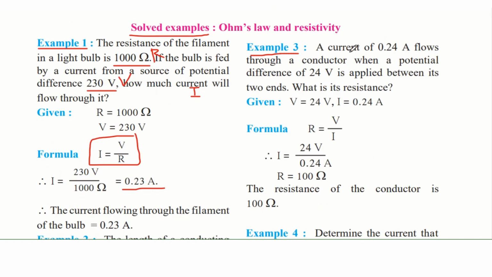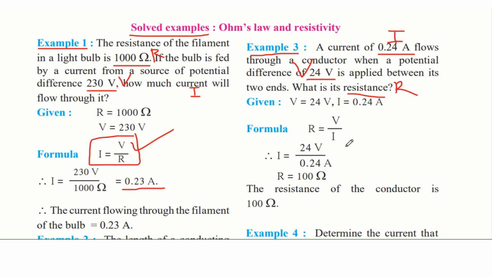Example 3. A current of 0.24 ampere flows through a conductor when a potential difference of 24 volt is applied between its two ends. What is its resistance? So here they have given us I, which is 0.24 ampere. They have given us V, that is potential difference, which is 24 volt, and they are asking us to find R. So here we found out I is equal to V upon R.